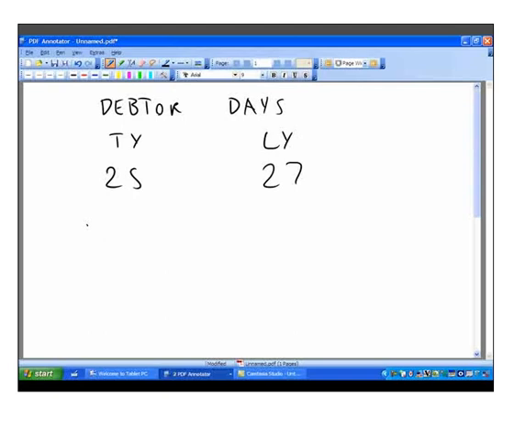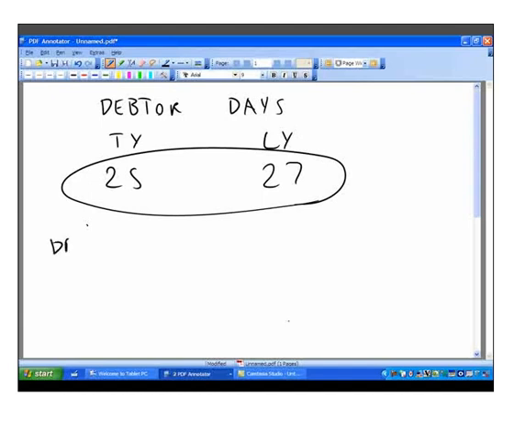Now, because debtor days is calculated as being debtors over sales, times 365, what that then means is that if we are fairly comfortable with this debtor days number, and we're reasonably comfortable, let's say, with our sales number, because we've done some testing on sales, then that means that the debtors number that we're looking at is probably more or less accurate as well.